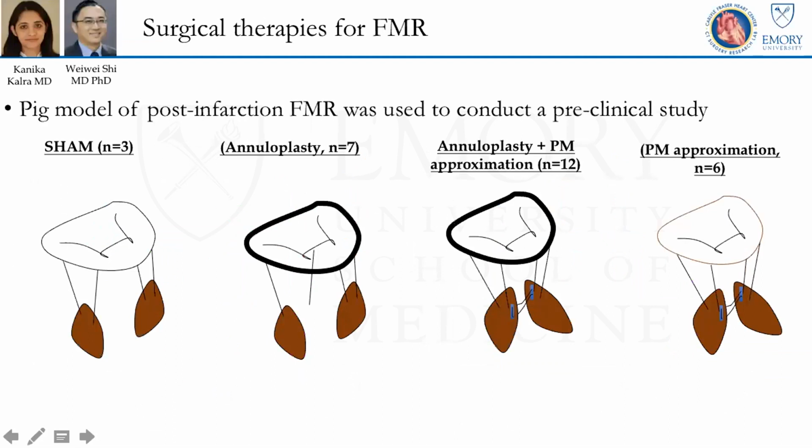So based on this data, we performed the so-called preclinical randomized trial, I would say. It's not really randomized because it's very tough to randomize preclinical animal models. But we induced functional MR, we performed different repairs in a set of about 30 animals, and we let them go to 6 months and performed cardiac MRI on these animals. So we compared sham to annuloplasty, annuloplasty with papillary tip approximation, and papillary muscle tip approximation alone.